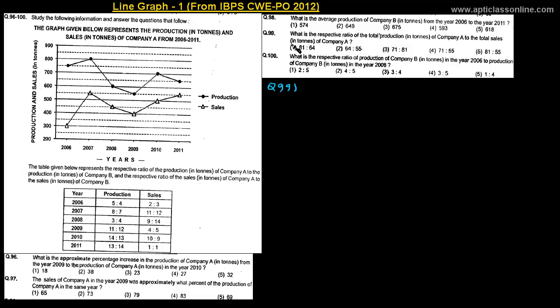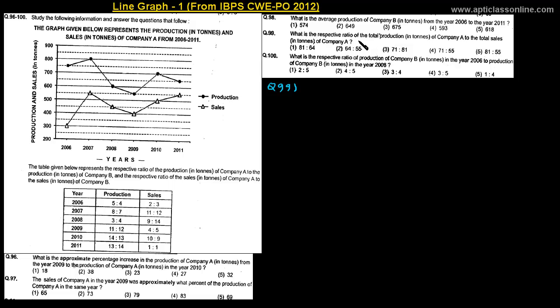Question number 99 says, what is the respective ratio of the total production in tons of company A to the total sales in terms of company A? The question is very easy because this depends on this particular line graph only, which is about company A only. The graph given will represent the production in tons and sales in tons of company A.